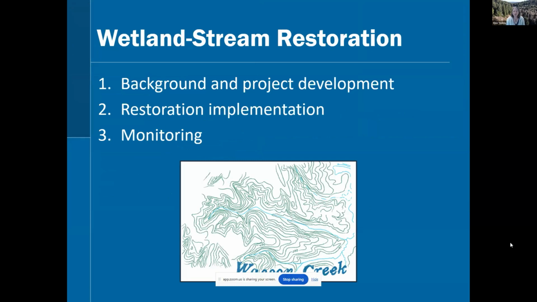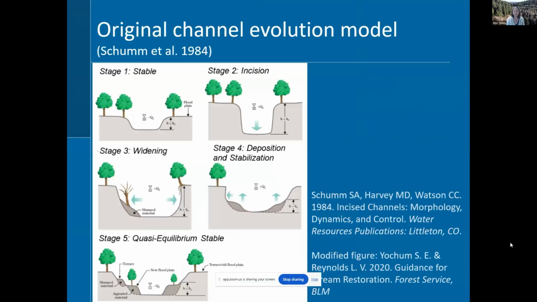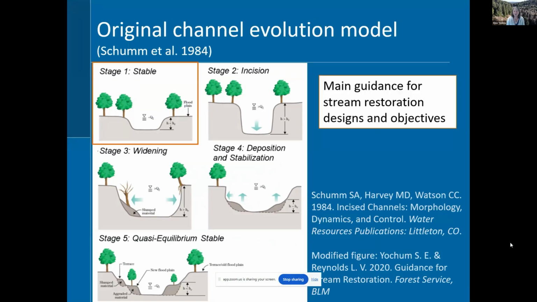So this is a stage 0 restoration project. I'm going to give a little bit of background and project development, then restoration implementation, and then touch on monitoring. For those of you who are unfamiliar with stage 0 restoration projects, this was the original channel evolution model published in 1984, where this guidance of a stable, meandering stream state was used in restoration projects for designs and objectives.